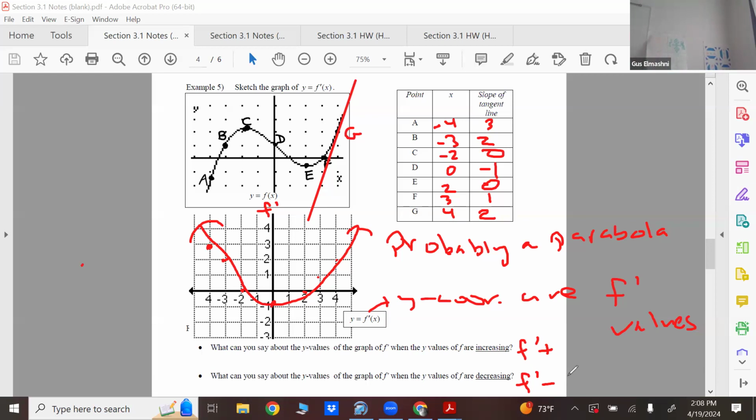Then when you hit the peak, or you're 0, right? You have a flat line. Now you're going down. We're decreasing. The slopes of the curve, the slopes of the tangent, they're negative, right? So F prime is negative, you're decreasing. Then you hit E, it flattens out, then it starts going up again. So when F prime is positive, you're increasing. When F prime is negative, you're decreasing. Okay, that's what you can say about the y values.